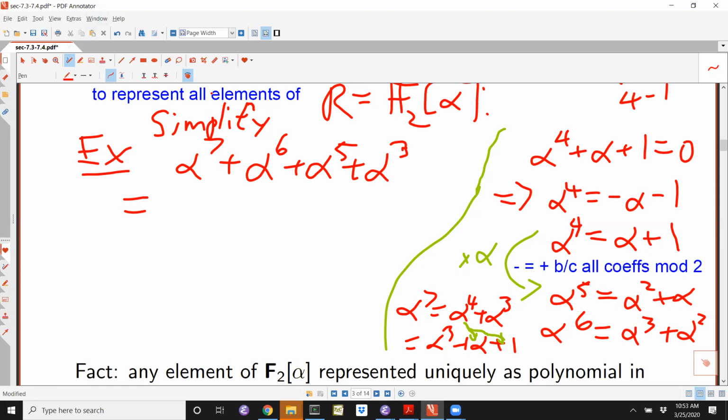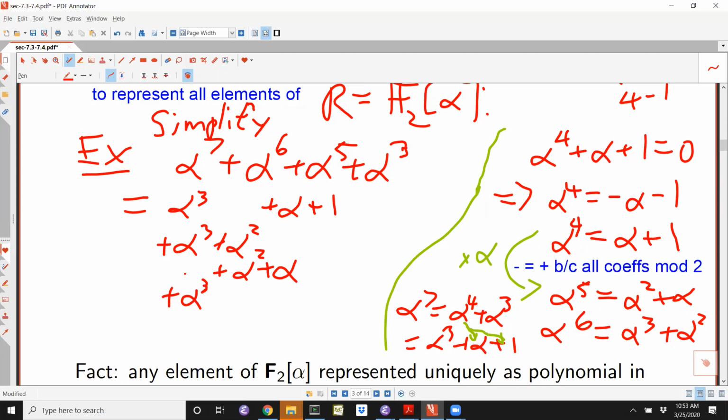Anyway, so what we get now, just to finish simplification, is alpha to the 7th is equal to alpha cubed plus alpha plus 1. And alpha to the 6th is equal to alpha cubed plus alpha squared. And alpha to the 5th is alpha squared plus alpha. And alpha cubed is still alpha cubed. You know, they say that you shouldn't write with a mouse, but actually writing with a mouse is pretty good for writing little tiny details.